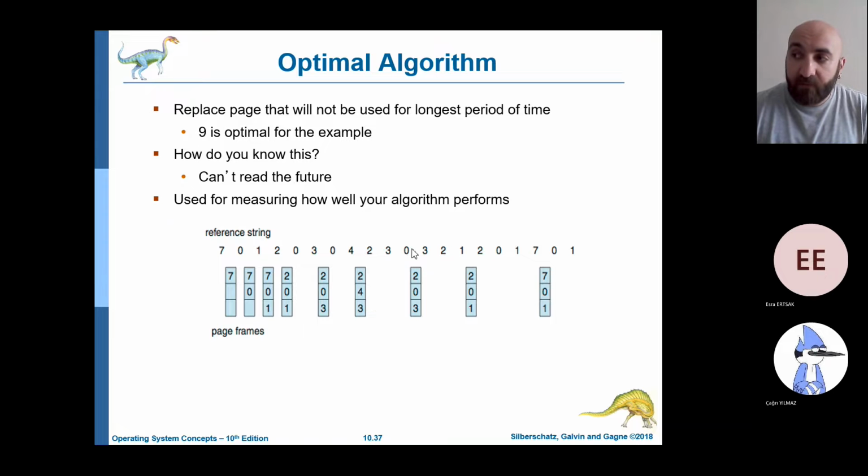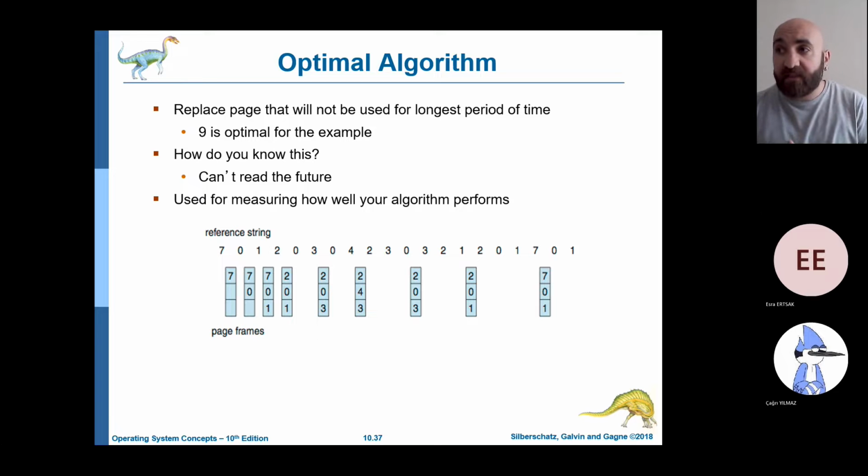If it demands 0, okay, it's not in my frame list. So I have to find a free frame for 0. So I'm going to check the next demands. Let's check here. We are here. The 3 will be demanded here and 2 will be demanded here. But the 4 will not be demanded again. So that means, okay, I'm going to replace 4 with 0. So this is how the optimal algorithm works.